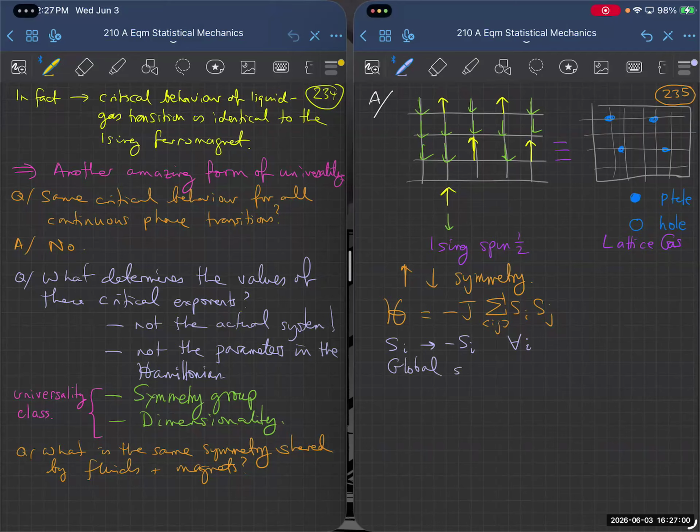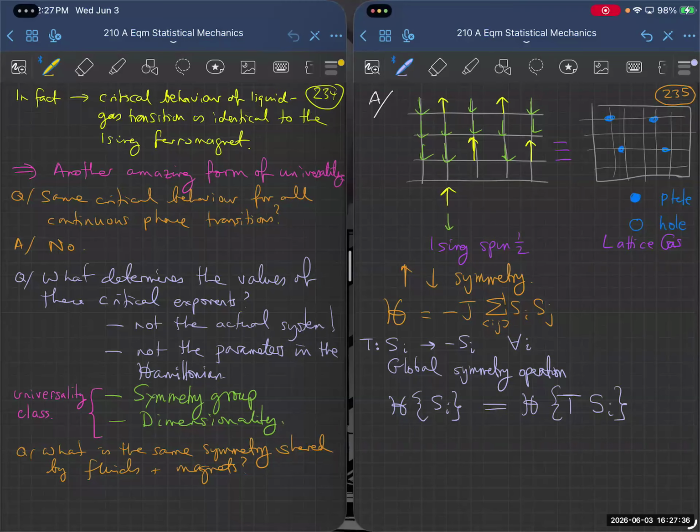And you can see that if I take, let's call this transformation T, which I'm going to call time reversal symmetry. Then you can see that if I take the Hamiltonian for all the spins, and then I take the time reversed configuration of all the spins and compute the Hamiltonian, it doesn't change. Because if I change the first spin to minus, I get a minus sign. If I change the second spin to minus, I get another minus sign. Two minuses make a plus. And so the Hamiltonian is invariant under this operation. So this is a global symmetry operation.